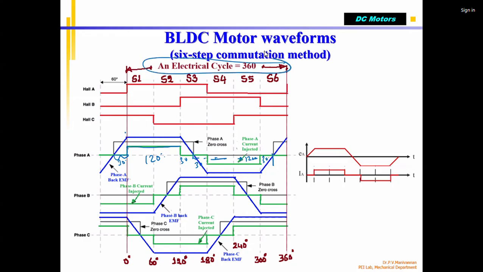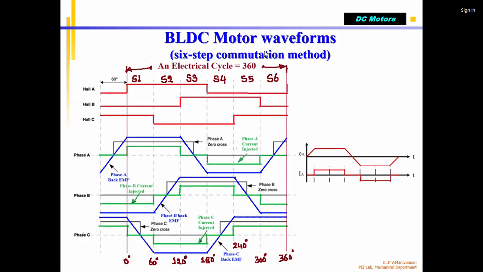The voltage supplied to the stator will be high for a 120 degree period. Then the voltage comes to 0 and remains 0 for 60 degrees, 30 degrees plus another 30 degrees. Then it goes to negative voltage and remains negative for a 120 degree period. Again it becomes this, so the cycle completes.